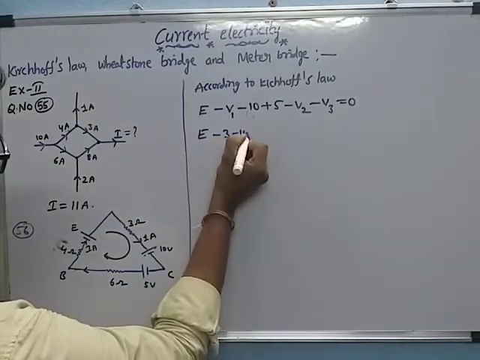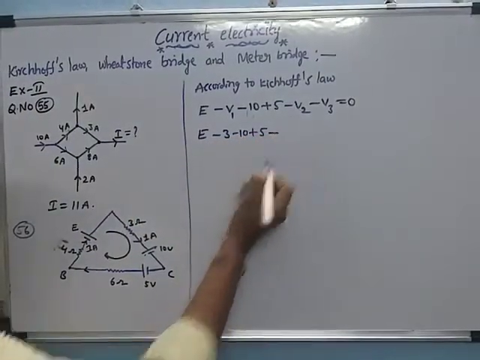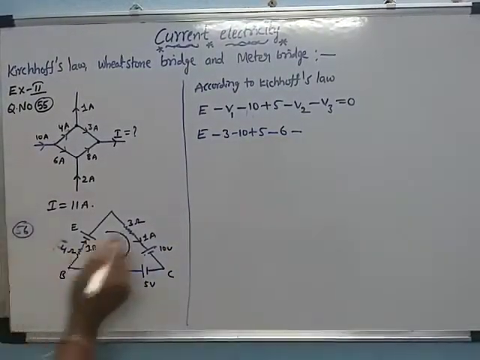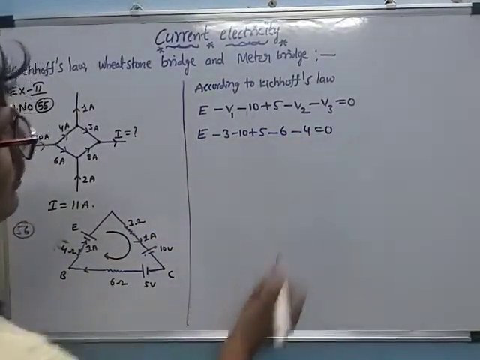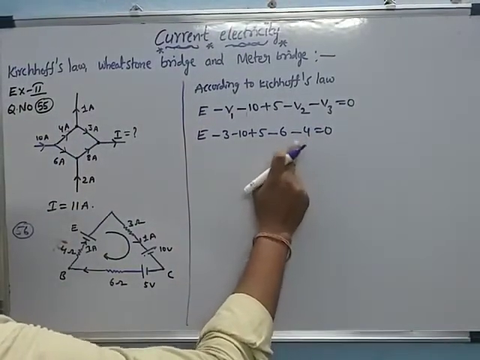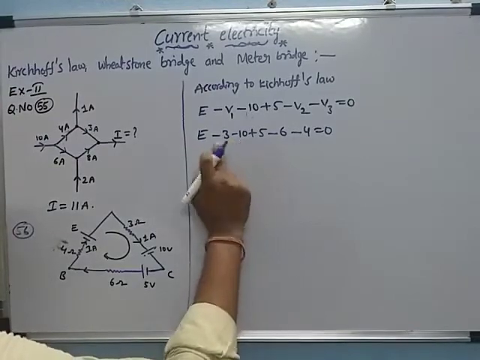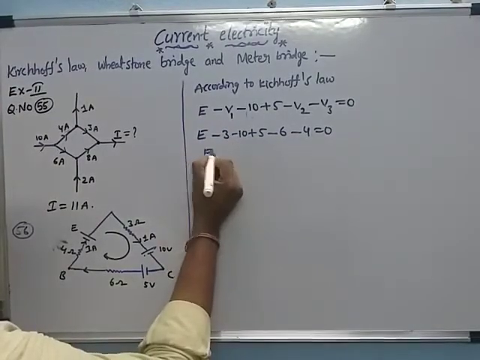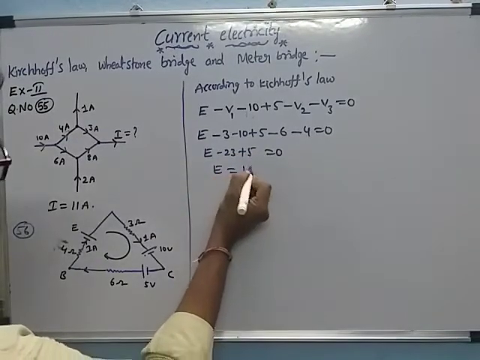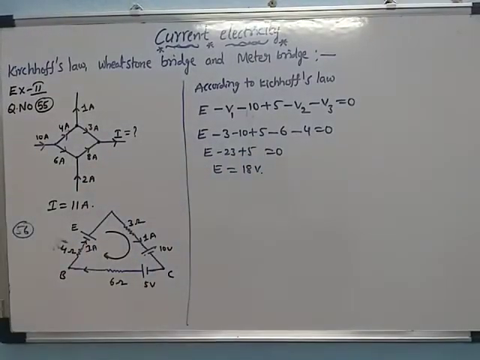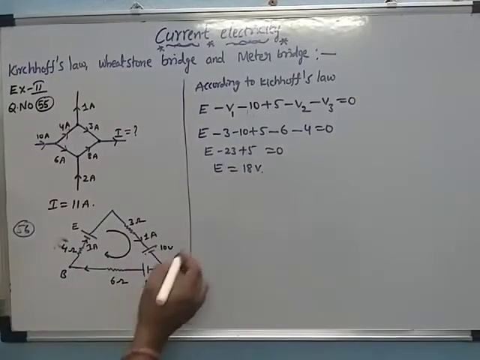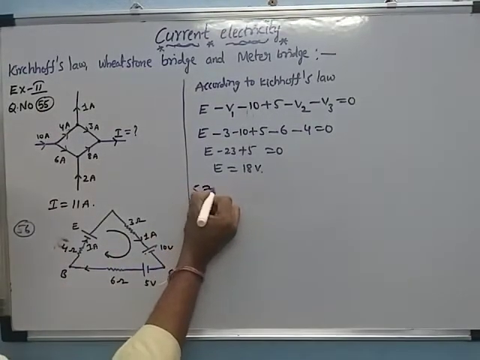3 minus 10 plus 5 minus 6 into 1, how much is 6 minus 6 into 1 minus 4 equal to 0. Now observing here, minus 6 minus 10 minus 10 minus 20 minus 23 minus 23 plus 5 is equal to 0, so E is equal to 18 volts. How much current is flowing here, the battery of EMF is 18 volts. Next, see question 57.